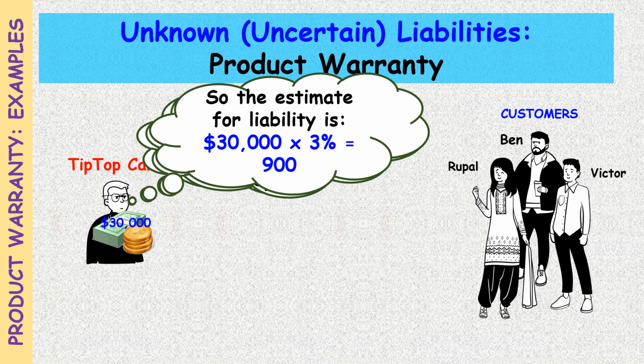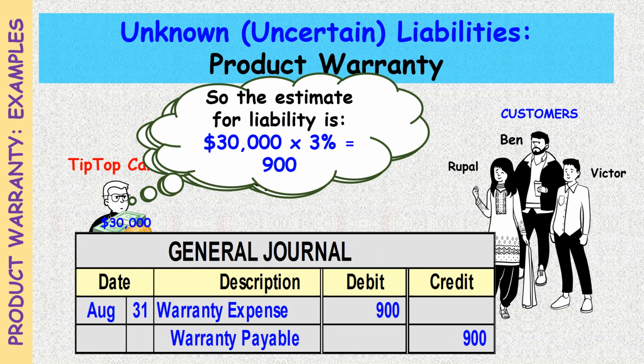So Tip Top Cars is now going to record this obligation by debiting the warranty expense in the same period as the sales were made, so that this expense matches the sales in the same period. And since the obligation to provide a service will be in the next few months, the warranty payable account will be credited. It's a liability account. Again, the amount $900 was estimated.